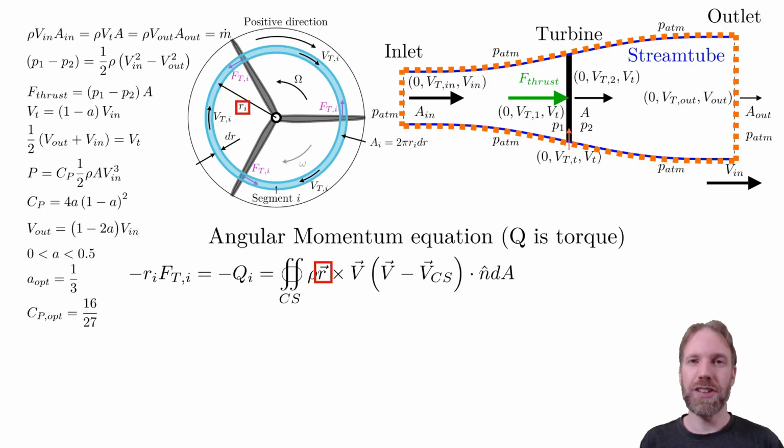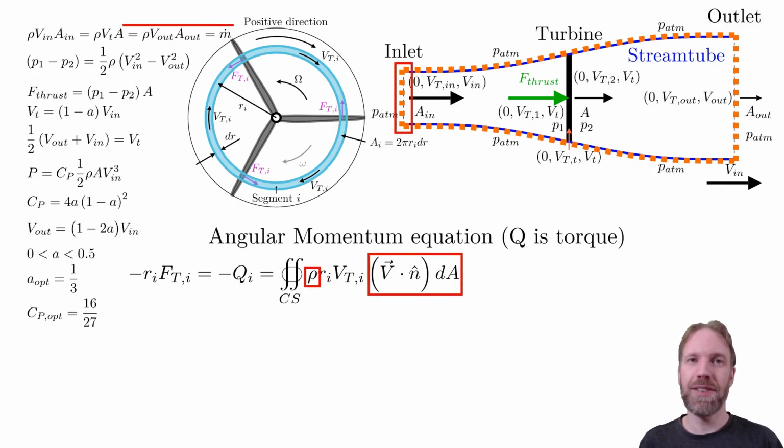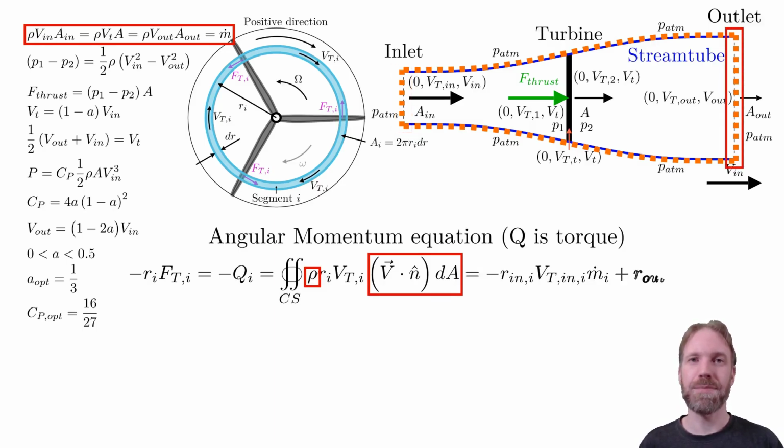R will be the radius of our segment. V will be the tangential velocity. As the angle between them is 90 degrees, the cross product becomes a traditional multiplication between the two. We still have a stationary control volume, so this term is 0. Start by looking at the inlet, which as before will give a minus sign. Note that the term density and velocity multiplied by area is the mass flow. The expression for the outlet is similar but with a plus sign.